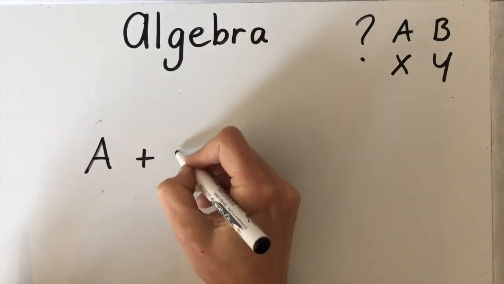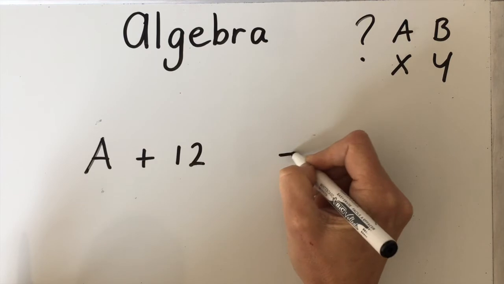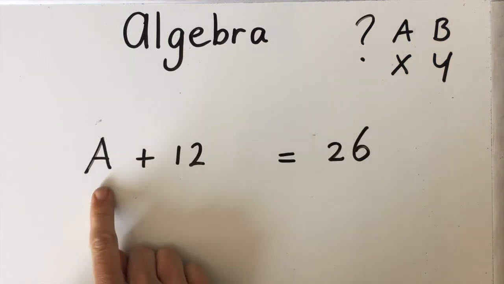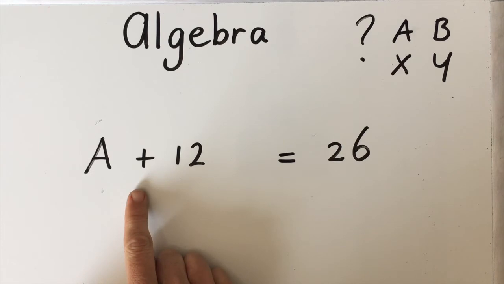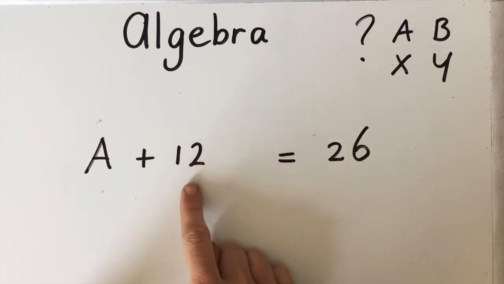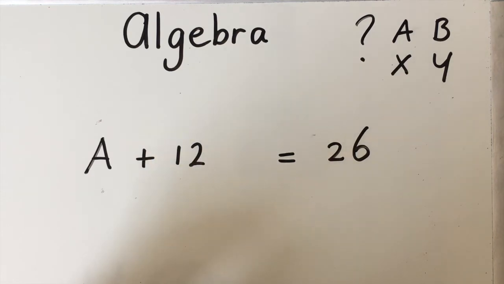A plus 12 equals 26. Again, A is my mystery guest. What is A? If I want to find out what A is, I need to make sure that there's nothing left over here. Well, I have 12. If I want to get rid of the 12, I need to take away the 12.